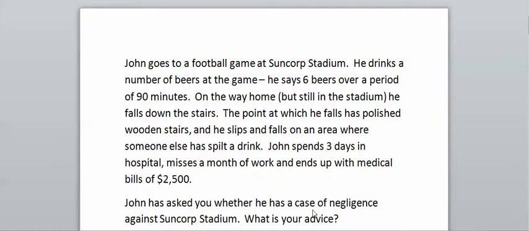Okay, so as I go through the question, John goes to a football game at Suncorp Stadium, drinks a number of beers, 6 over the period of time. He slips and falls on the way home. He's falling on polished wooden stairs where someone has spilt their drink, and he spends 3 days in hospital, missing a month of work, and ends up with medical bills. Right. Now we have to think about, does he have a case of negligence against Suncorp Stadium?